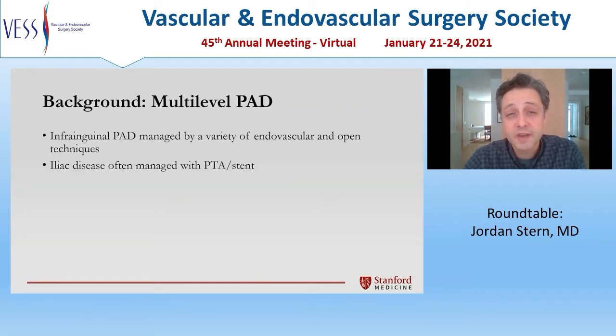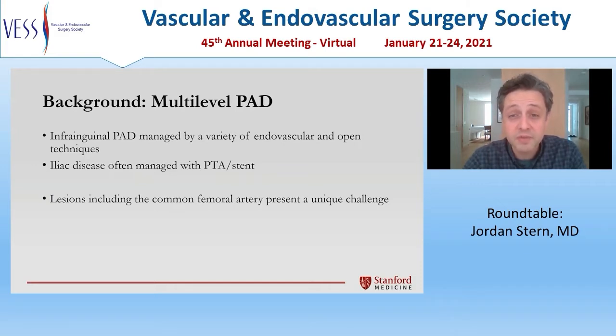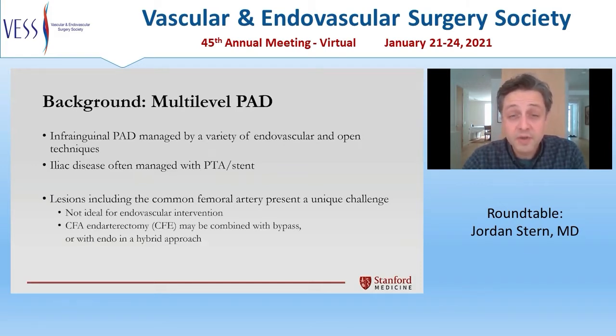Peripheral arterial disease often presents in a multi-level fashion. Infrainguinal PAD is most commonly managed by a variety of either endovascular or open techniques, while iliac disease is generally managed with either percutaneous angioplasty or stenting. However, when multi-level PAD involves the common femoral segment, this presents unique challenges. As we know, common femoral artery is not an ideal spot for endovascular interventions due to issues related to hip flexion and coverage of the profunda femoris.